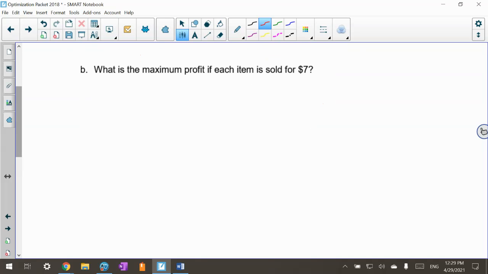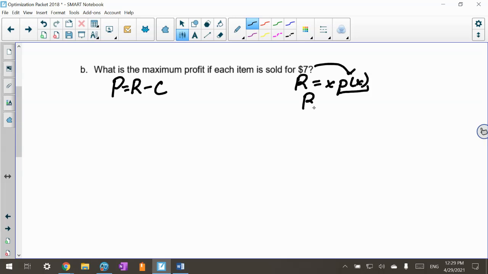Okay, now we're going to go on. What is the max profit? We've been doing a lot of this, so let's practice another one. I know profit is revenue minus cost, and they told us each item sold for $7. So I know my revenue equation, which is X times P of X, and P of X, remember, is the price. So I know that's $7. My revenue equation, let's use Q instead, is going to be $7 times the number of items. There is my revenue equation, because they told me I'm selling it for $7 a piece.